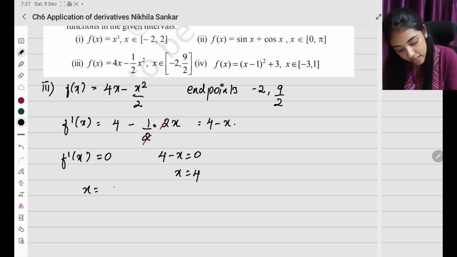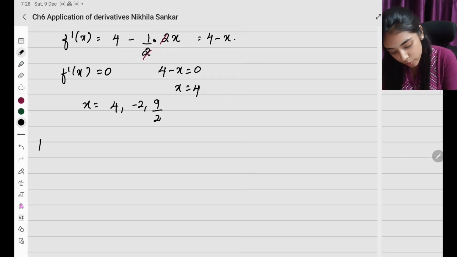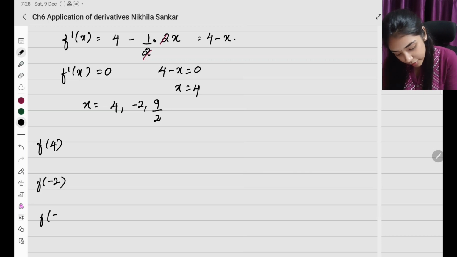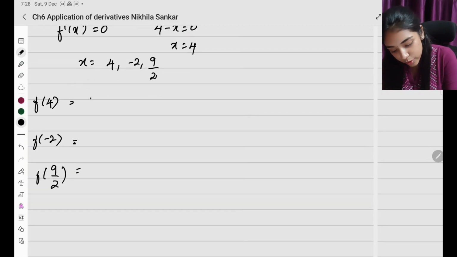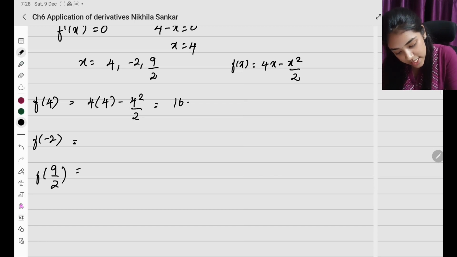Now what are the values of x? 4, and endpoints minus 2 and 9 by 2. Now when I substitute, I need f of 4, f of minus 2 and f of 9 divided by 2. When I substitute these values into 4x minus x square divided by 2, with 4: 4 into 4 minus 4 square divided by 2, which is 16 minus 16 divided by 2. 16 minus 8 is going to be 8.